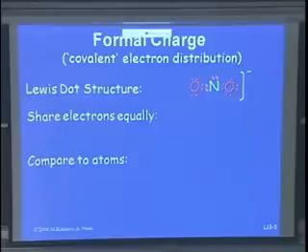So this one, there's only 1 here and 1 here, because this went to this oxygen, this went to that. So this is 4 for the nitrogen. What's the number of electrons in the free atom? 5. So what is the formal charge with this? Plus 1. Okay, good.